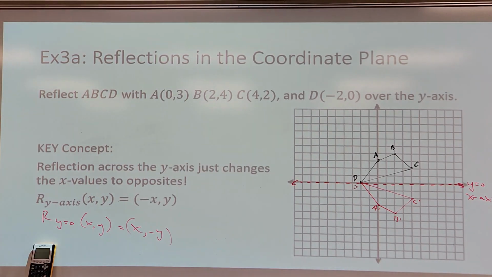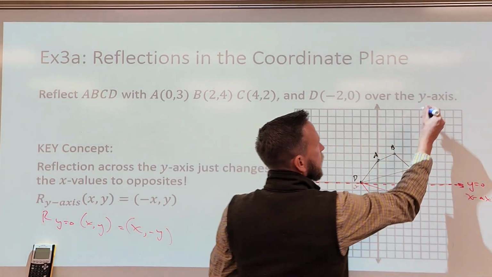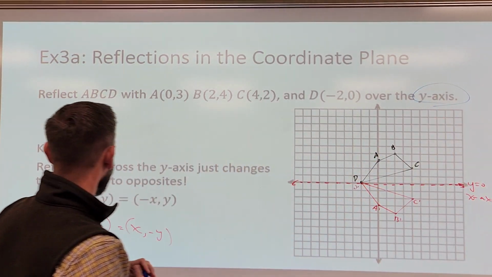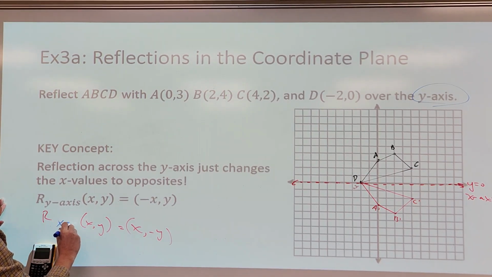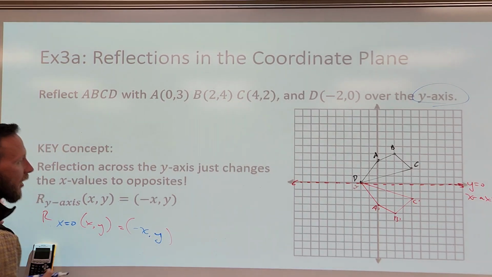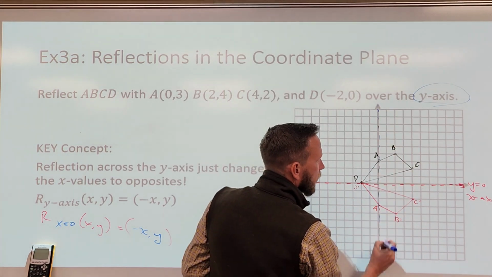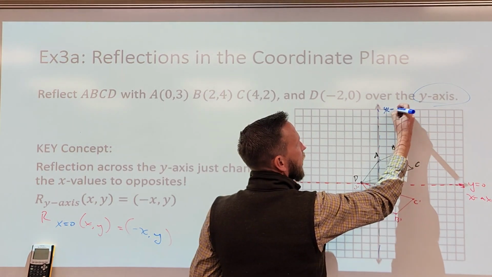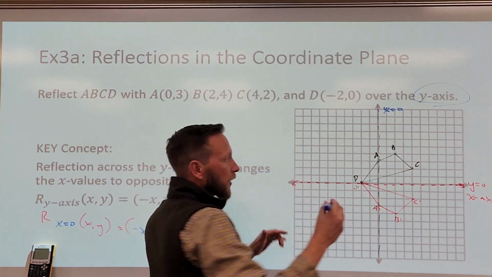When we do the same thing but reflect it over the y-axis, I'm going to do this one in blue. What we're going to do with our reflection over the y-axis is we are simply going to change the x values. The y-axis again is the vertical line that is x equals 0. And so I'm going to do this one in blue if that's okay.